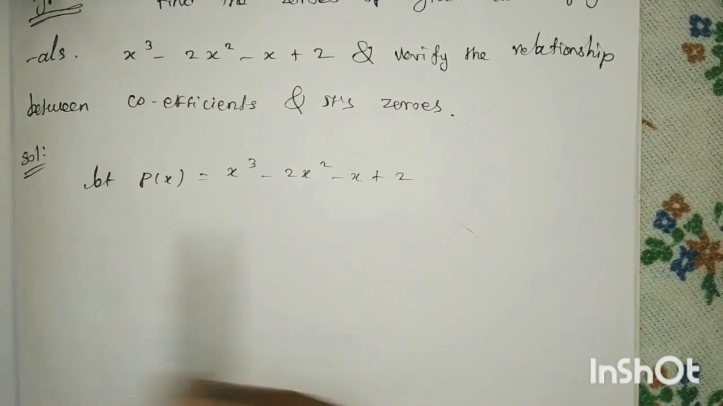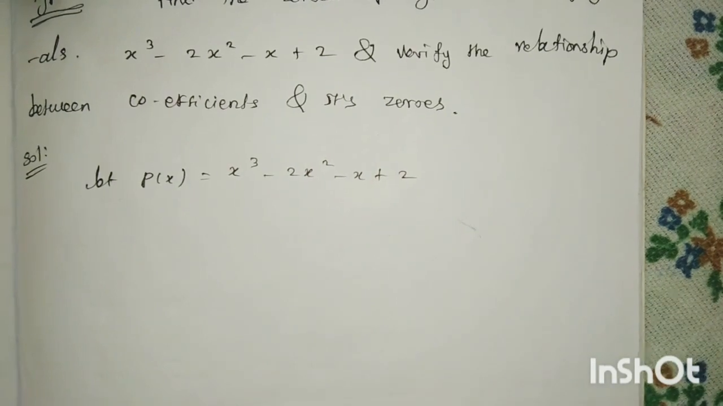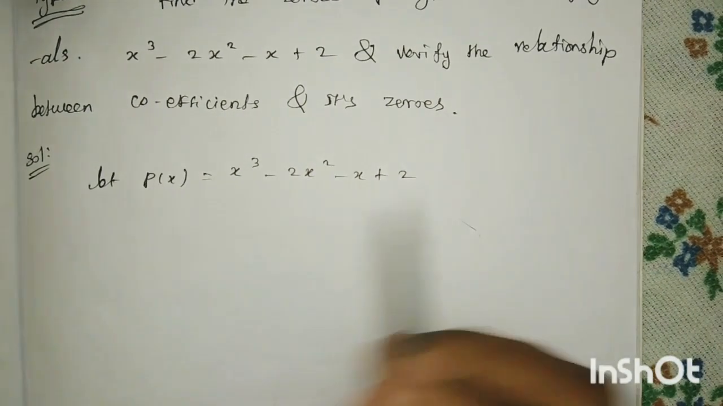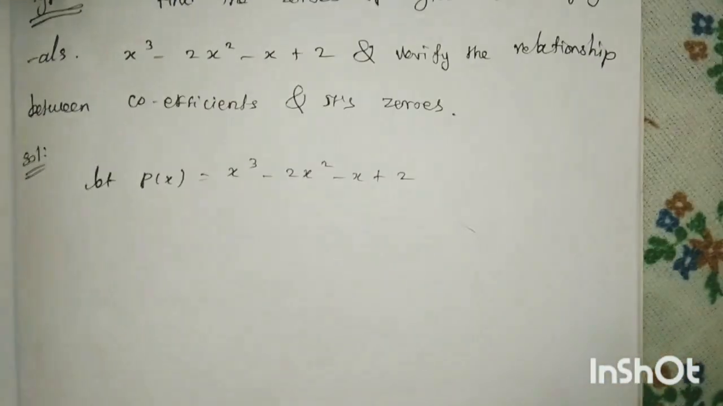So here it is a cubic polynomial, right? Maybe it is a quadratic polynomial, you can use this middle term splitting method. So many methods are there to find out the factors. But here it is a cubic polynomial. So it is very easy.